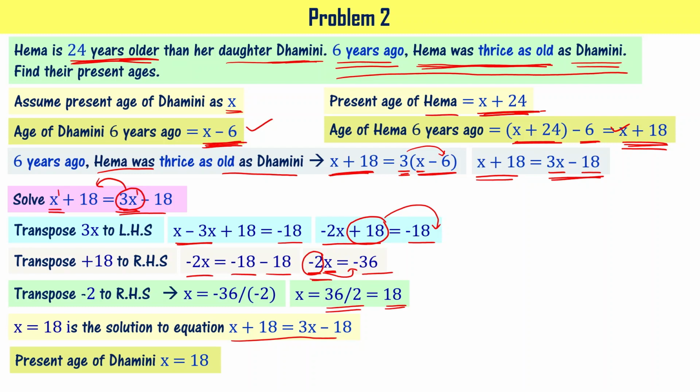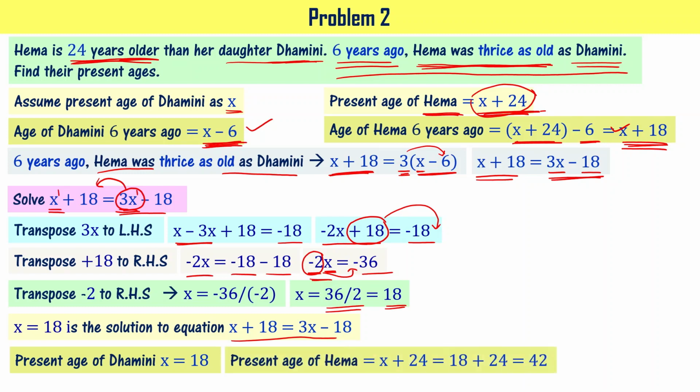Now we can get the present age of Hema also by using this equation, right? Present age of Hema is x plus 24. That is 18 plus 24, that is equal to 42. You see, now you have 18 as the present age of Damni and 42 as the present age of Hema, right?